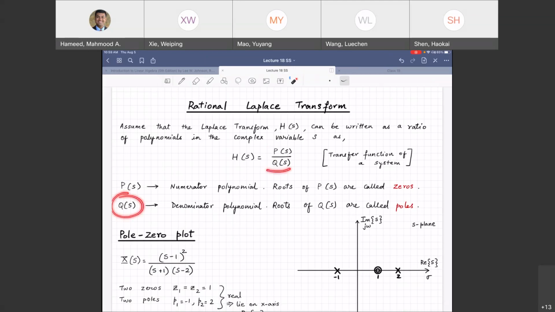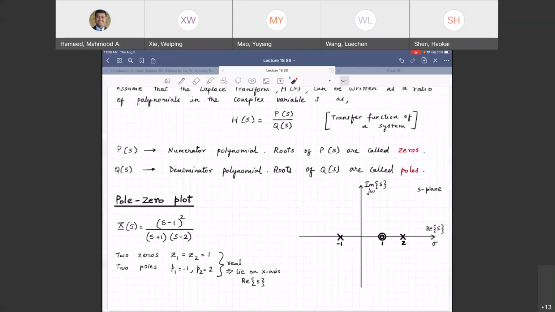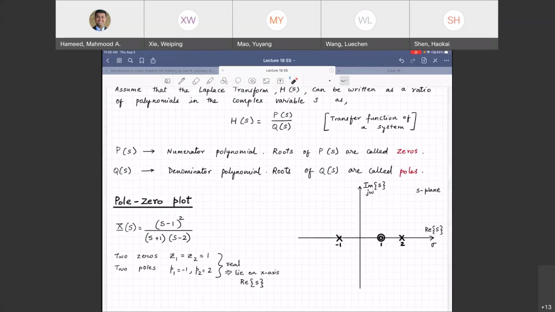Q of S is the denominator polynomial. So the values of S that make Q of S go to 0, or in other words, make H of S go to infinity, are going to be considered the poles of my transfer function. So you have the roots of the numerator and the roots of the denominator, and you're calling them zeros and poles respectively. With that information, you can actually sketch out a pole zero plot. Now, at the beginning, this pole zero plot might look very innocent, like it's so simple. Yeah, I just have to draw x and y axis, make crosses and circles, right?